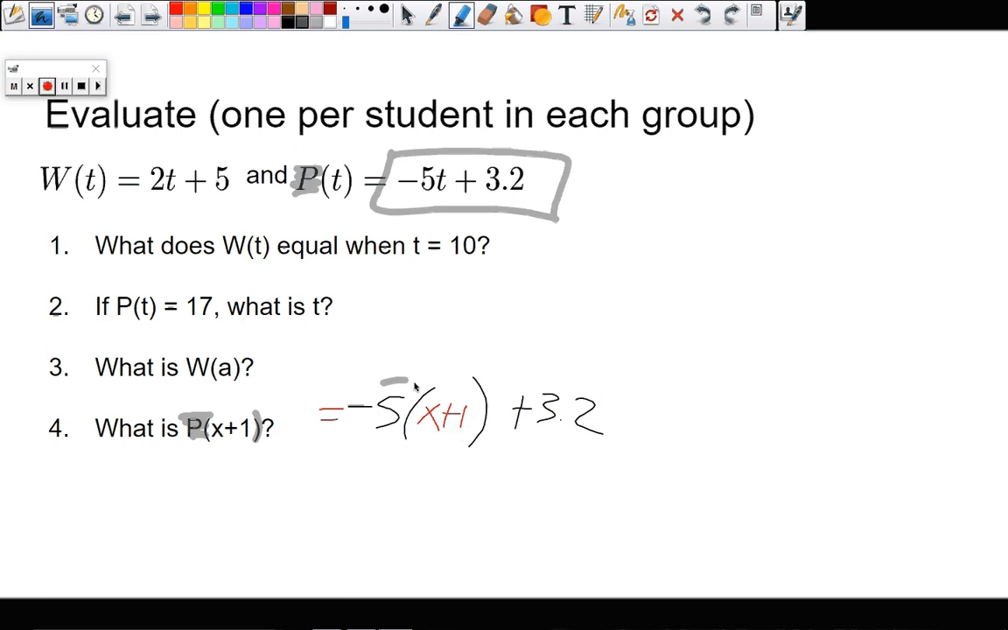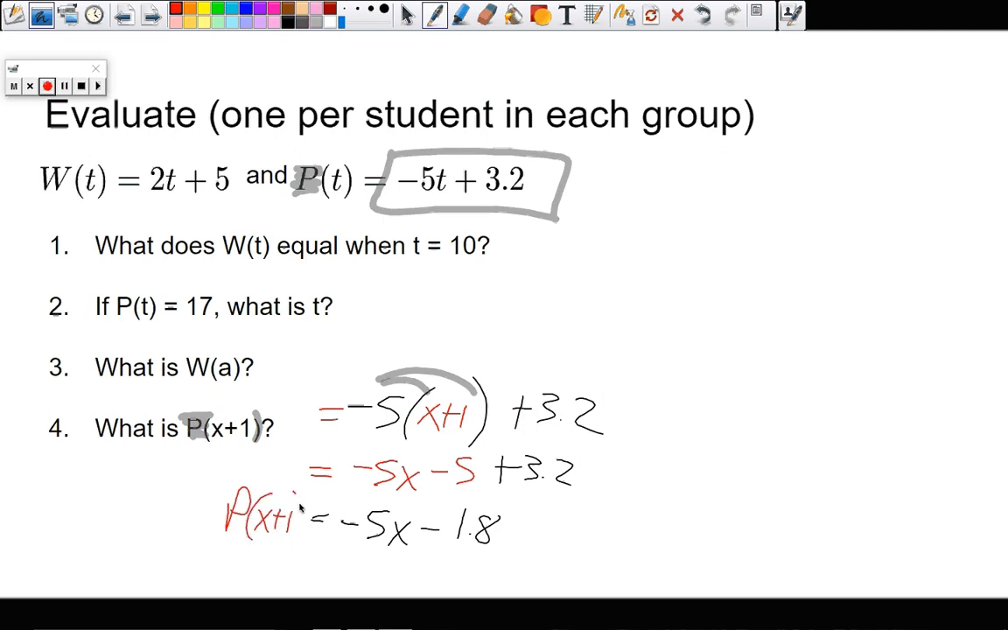From distribution in Algebra 1, we learn if we have a number in front of parentheses like that, we will distribute. So we get, anyone, what? Negative 5x minus 5 plus 3.2. Got to finish that off, right? Whatever's there. Let's combine like terms. What's negative 5 plus 3.2? Negative 1.8, right? So we get negative 5x minus 1.8. And this is the answer. Watch, if we plugged in x plus 1 into the P function. Questions?